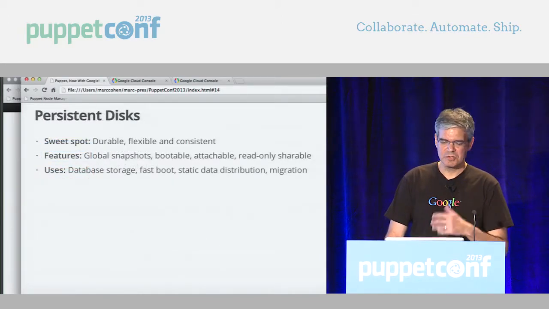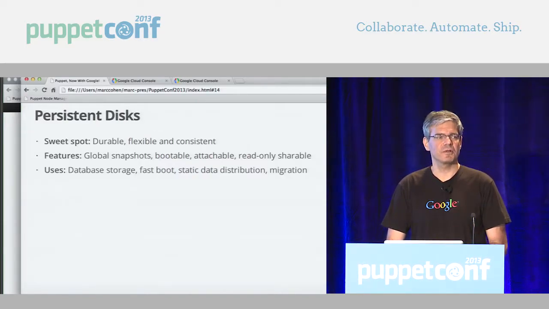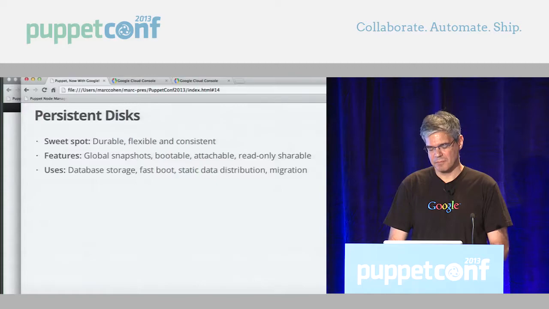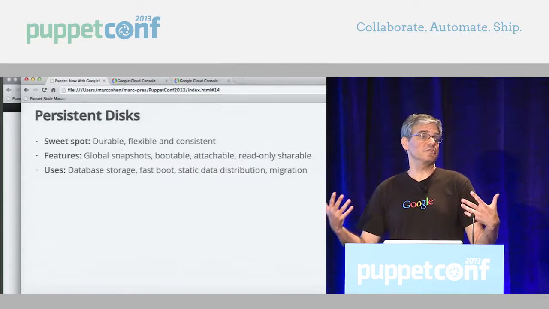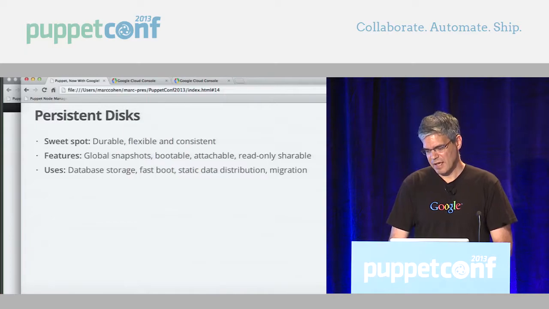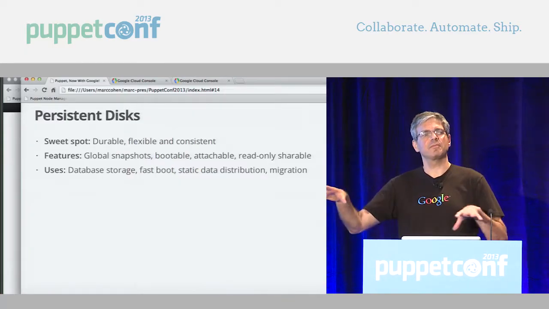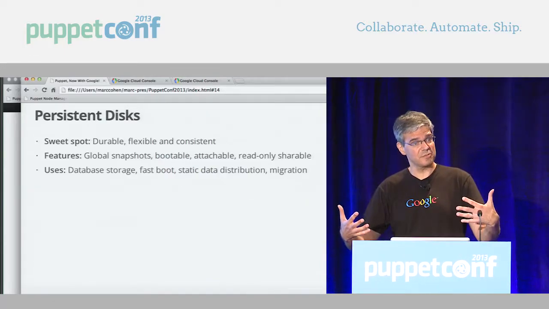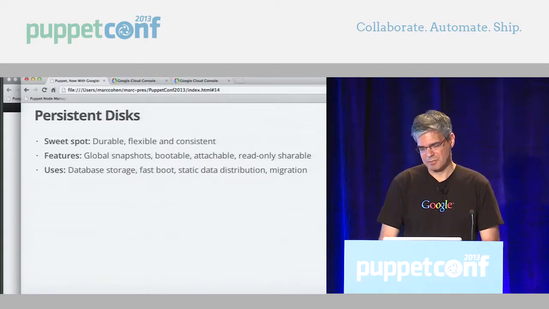So lots of use cases. Persistent disk, we really feel, is a big step forward. It was engineered to really add some advantages, and there are lots of important use cases like database storage, fast boot, so you can boot these devices right off of persistent disk. Static data distribution, by that I mean you can mount a persistent disk read-only by a number of VMs, and so you can use it as a way of communicating. And it's valuable for migration as well.